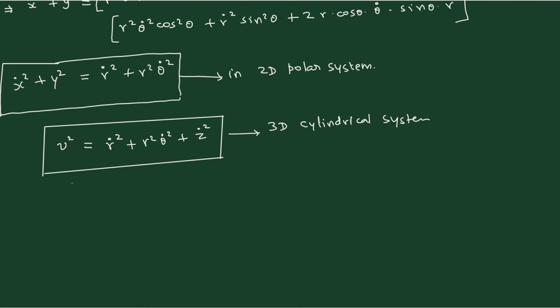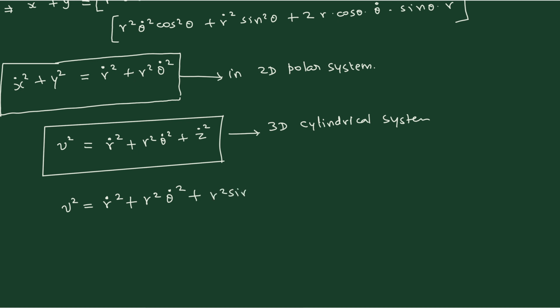Another conclusion is that we move to the three-dimensional spherical system, where the expression is also somewhat simple. So v square equals the same r dot square. The advantage is that the first two terms are the same, so it is easy to remember: r square theta dot square, plus the third term changes to r square sine square theta into phi dot square.